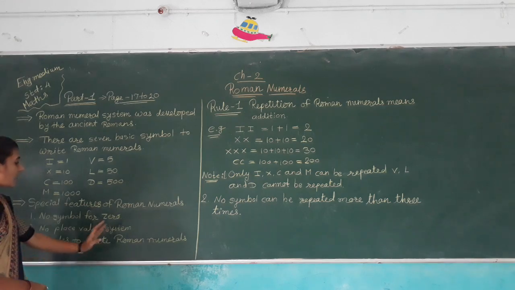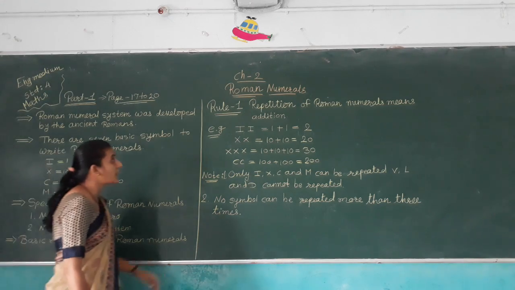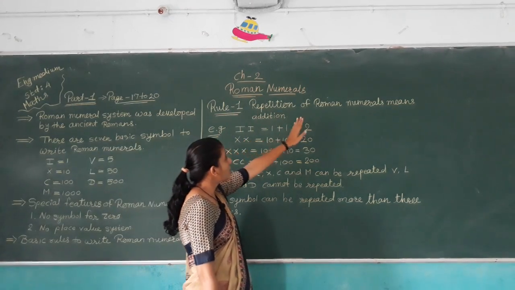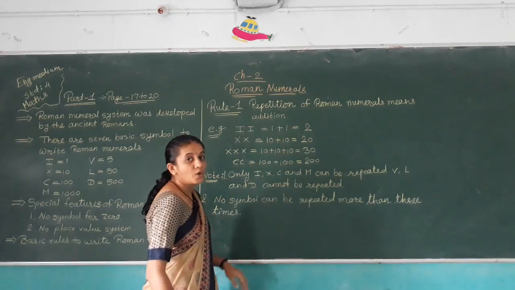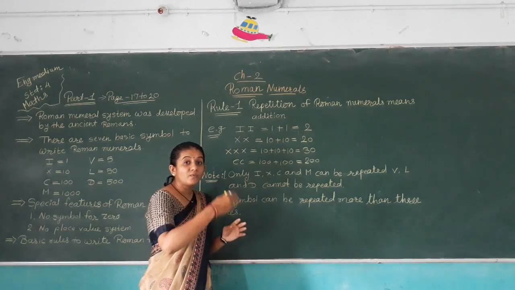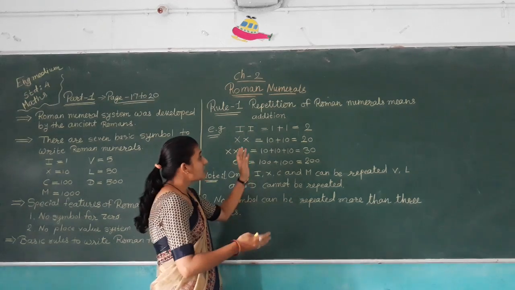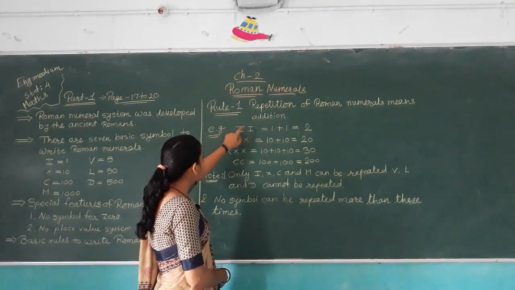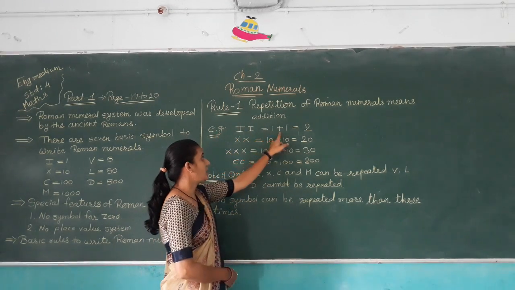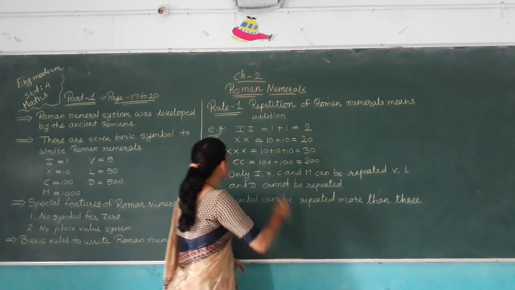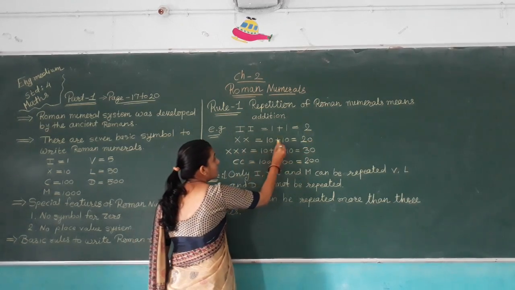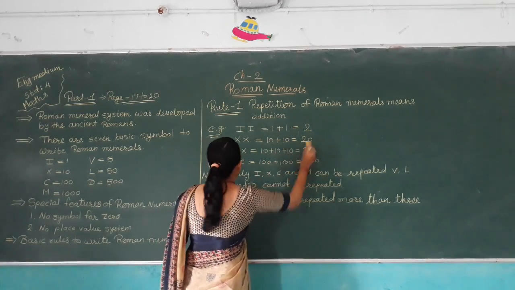Basic rules to write Roman numerals. Rule 1: Repetition of Roman numerals means addition. You repeat one letter 1, 2 or 3 times, that means addition. Look here, II means 1 plus 1 is equal to 2. XX is 10 plus 10 is equal to 20.